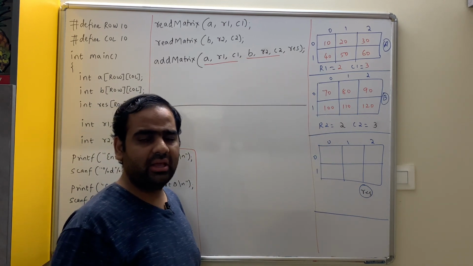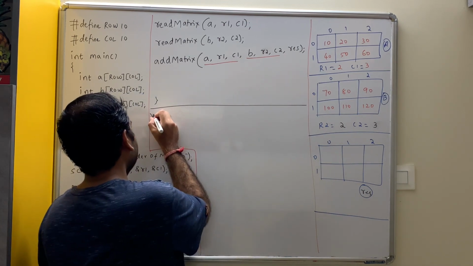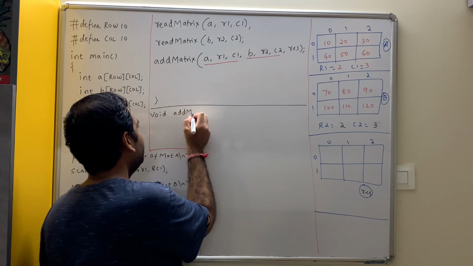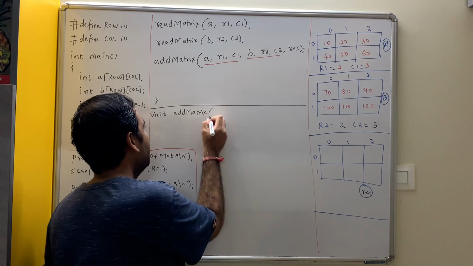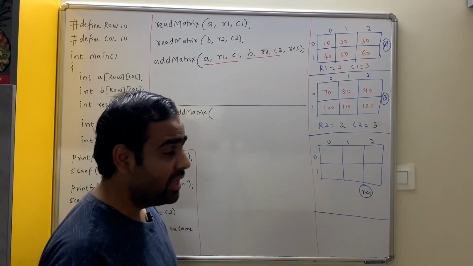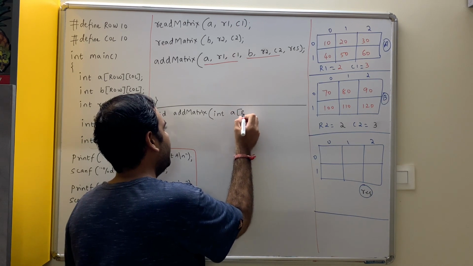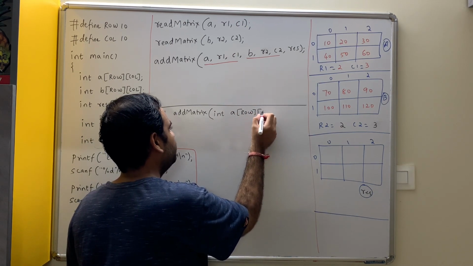Now let us write the add matrix function. Let the return type be, say, void. What is the function name? The function name is add matrix. What is the first parameter? A. A is an integer two-dimensional array. Therefore, it is int A of row column.